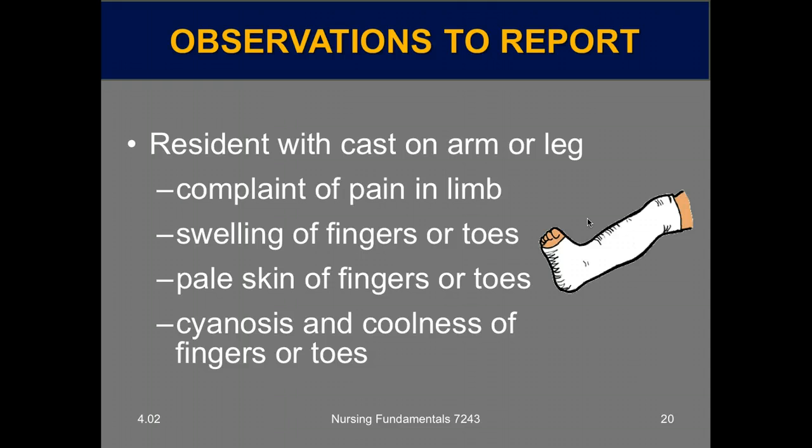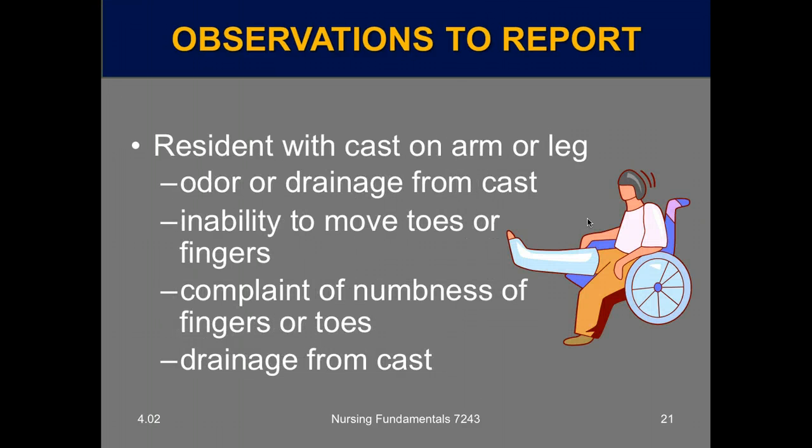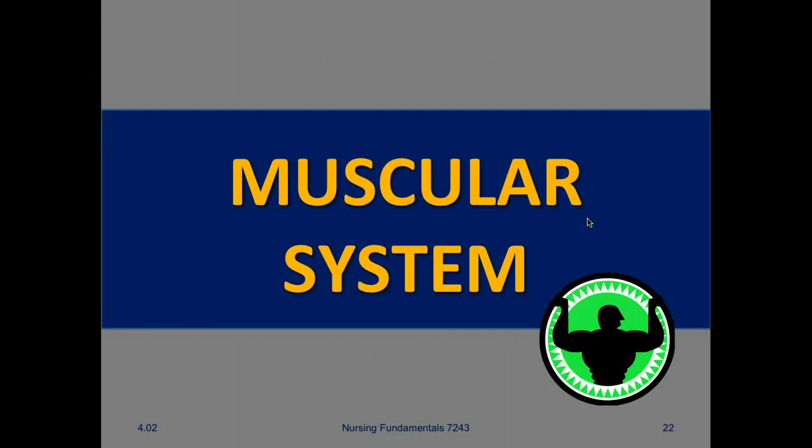If our residents have casts on an arm or a leg, we need to make sure we report complaints of pain in the limb, swelling of fingers or toes, pale skin of the fingers or toes, cyanosis and coolness of the fingers or the toes, odor or drainage from a cast, inability to move the toes or fingers, complaints of numbness in those fingers or toes, and drainage from the cast.